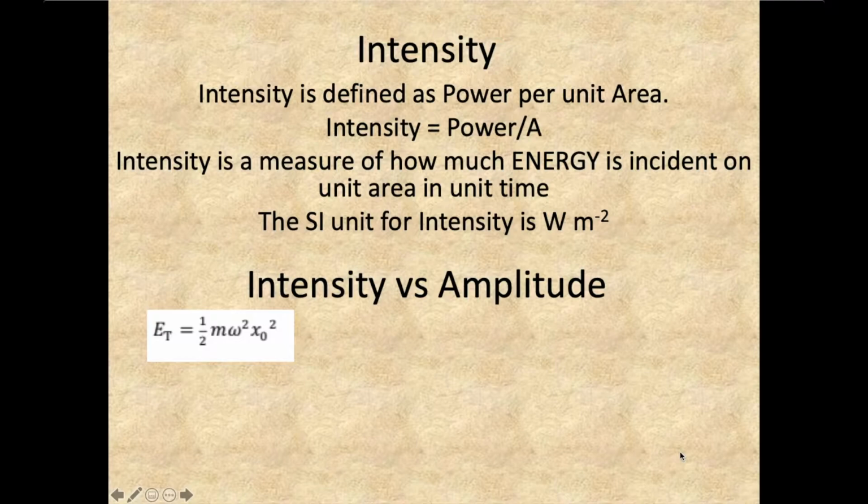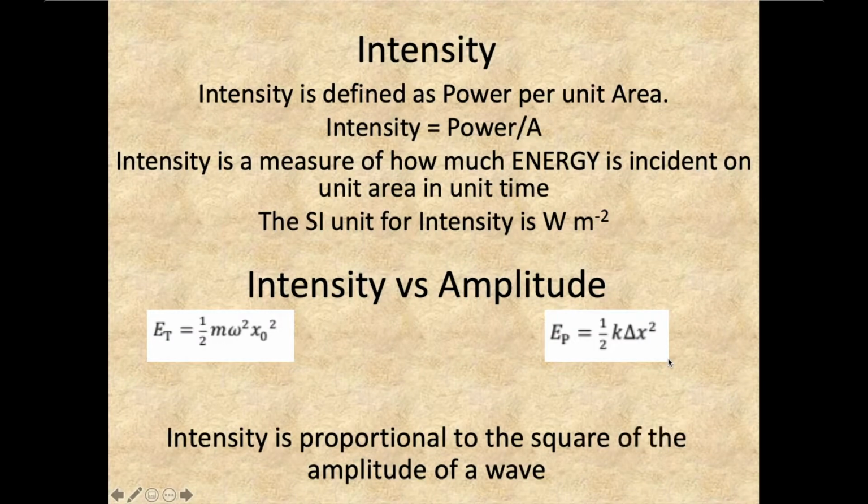Now, in simple harmonic motion, high-level students discussed that the total energy depends on the square of amplitude using this formula. In topic 2, standard level and high-level students discussed that the potential energy stored in a spring depends on the displacement from the equilibrium position. So looking at this, the maximum displacement would determine the maximum potential energy, which would be the total energy. And the energy is proportional to the square of the amplitude. So as I said, intensity is proportional to the square of the amplitude of a wave.